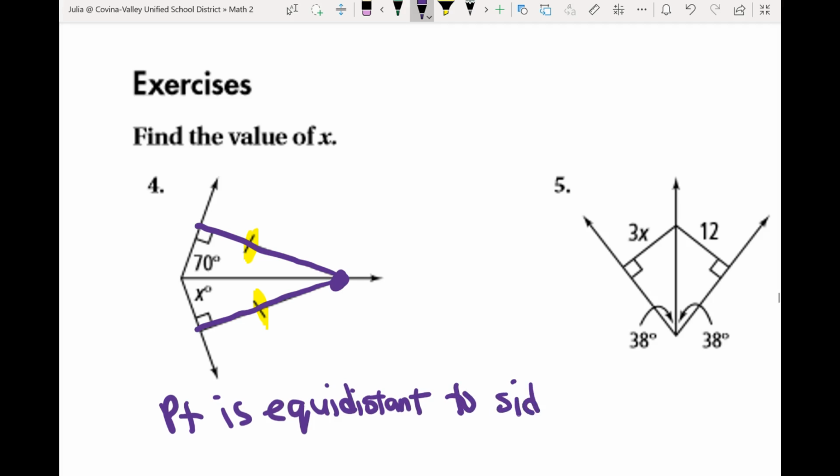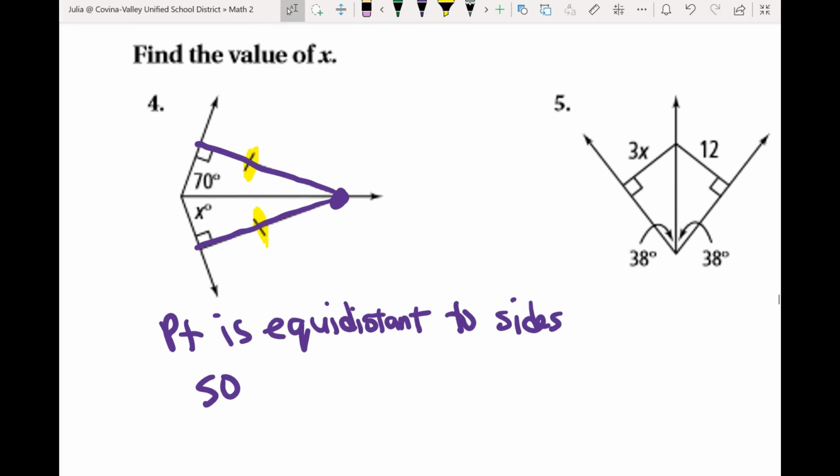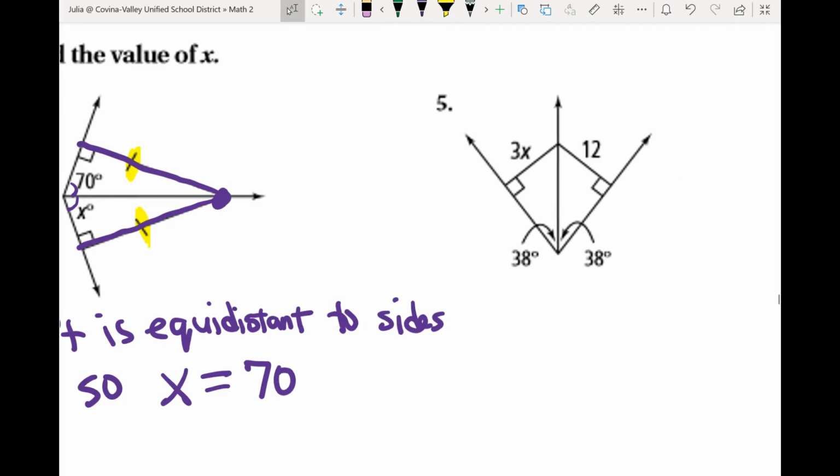to the sides. Write that down in your notes just so you can look back at it. You don't have to write that for your homework. You can just make the equation. Because that point is equidistant to the two sides, what does that mean? So we have a what? We know that 70 equals x, right? What we have then is a bisector. We know then that that has to be cut equally in half. So x would equal 70. You have to know one or the other before you can use the equation. Number 5, what do we know?